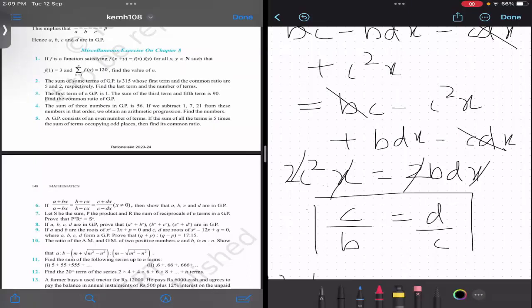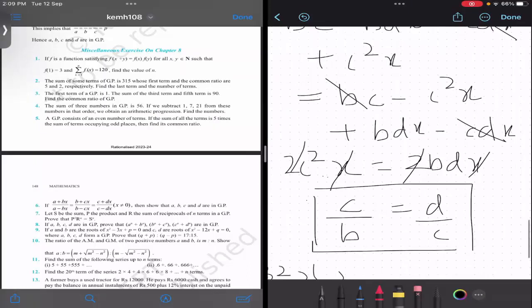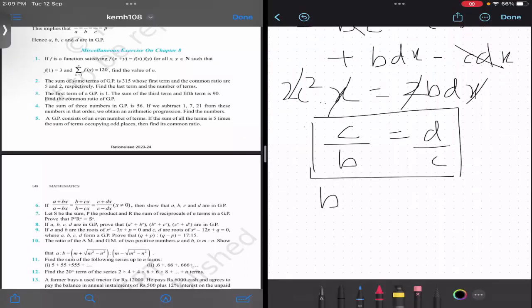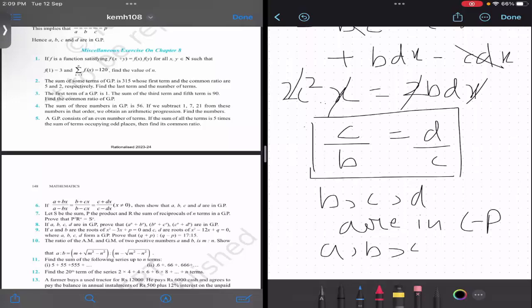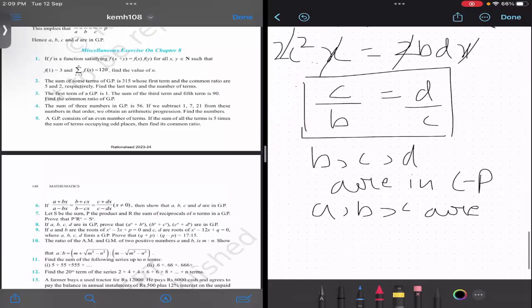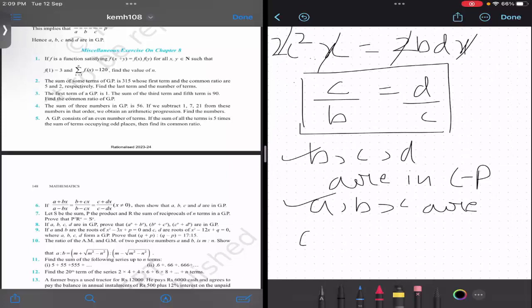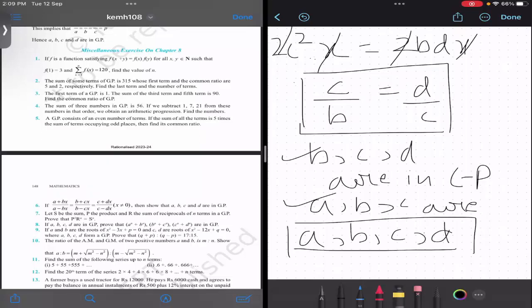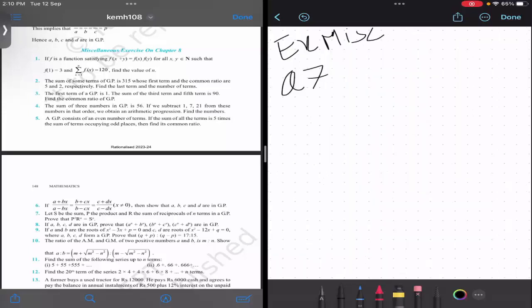Doing this again, you would then say that B, C, and D are in GP. But we also know that A, B, and C are in GP. So both statements would then imply A, B, C, and D are in GP. Correct. So I have proved that A, B, C, and D are in GP, which was asked of us in this question. Moving on, question number 7.